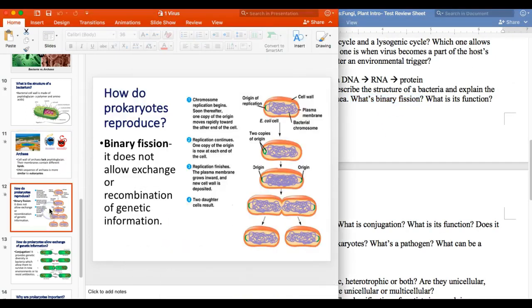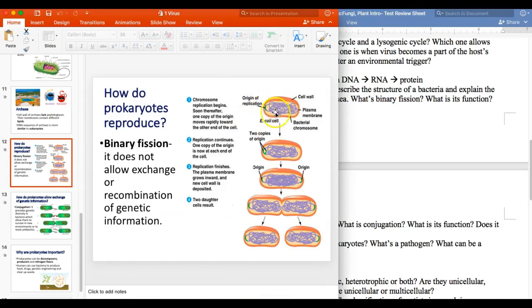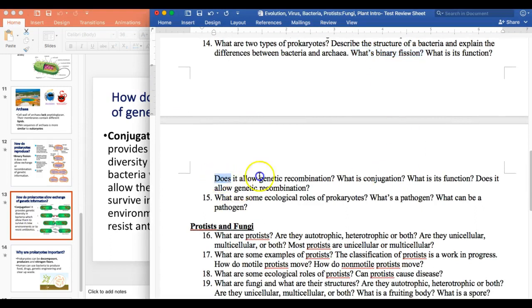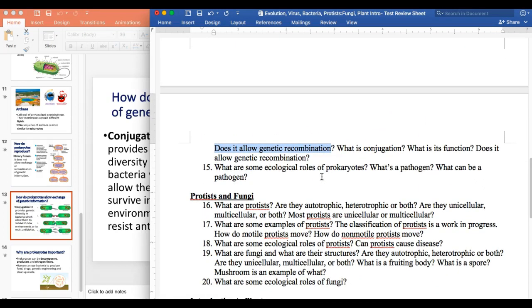The next one is, what is binary fission? Binary fission is how prokaryotes reproduce. So this picture right here shows you DNA makes a copy of itself, then it stretches, and now you have two exact copies of the same prokaryote. Does it allow genetic recombination? The answer is no.